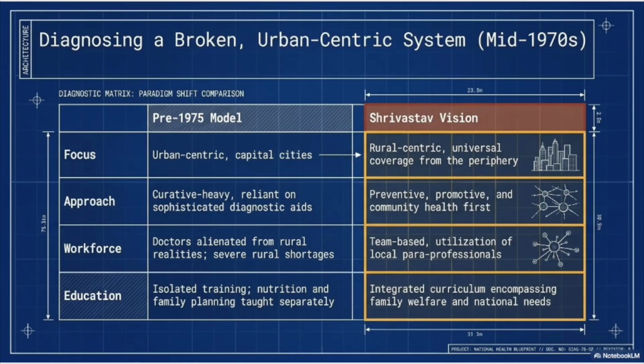In terms of workforce, doctors were alienated from rural realities, causing severe rural shortages, while the new vision proposed a team based approach utilizing local paraprofessionals. And in terms of education, training was isolated, with nutrition and family planning taught separately, while the new vision called for an integrated curriculum encompassing family welfare and national needs.